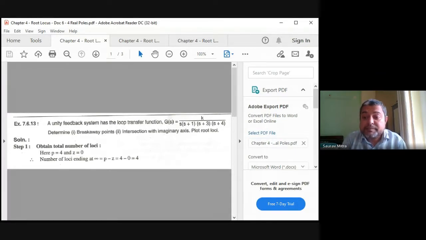In this case you will find there will be two cases when the roots will come, because all are poles given, there is no zero, and I told you that p is equal to 4 and z is equal to 0. What is meant by that? There are four paths of root locus. That means there will be four loci or four paths. One path will start from s equal to 0, another path will start from s equal to minus 1, another path will start from s equal to minus 3, and another path will start from s equal to minus 4. So the root locus always starts from a pole and ends at a zero.